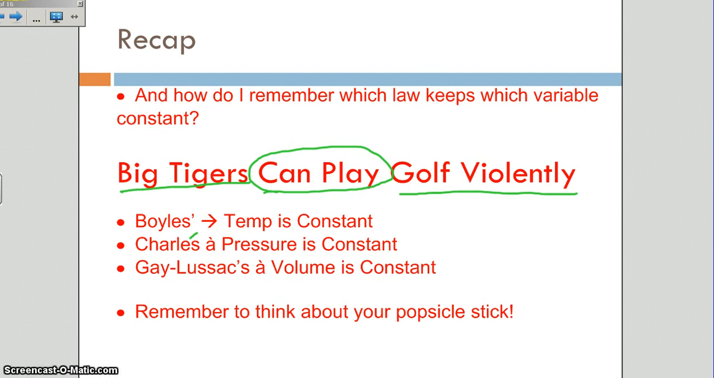And tomorrow when we come into class, we're going to talk about some real-world examples, do some demos, and then we're going to practice actually working these formulas out on your own.